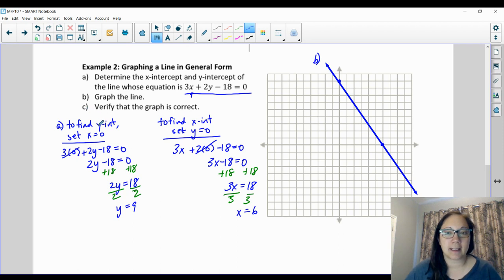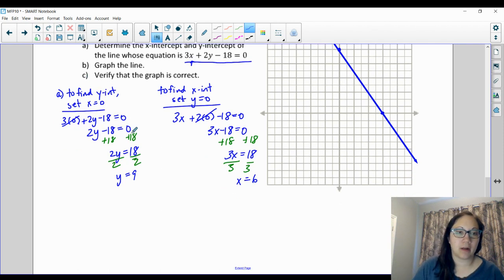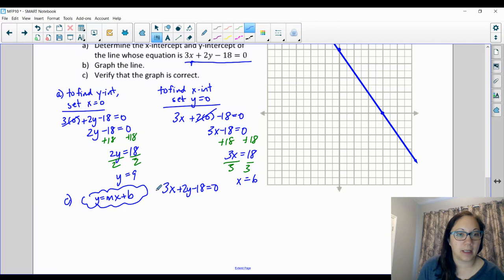Now C, to verify that this graph is correct, we're going to use a concept from a previous section. We're going to think about putting our equation into y equals mx plus b form, and then we can check to see if our slope and intercept match what's on our graph. So I'm going to take that 3x plus 2y minus 18 equals 0 and try to put it into that format. I'm going to try to isolate my y, so I'm going to subtract 3x and add 18 to each side. Here are my two sides of the equation. Now I'm going to have 2y equals negative 3x plus 18, because these canceled out. I did the opposite so that I could move them.